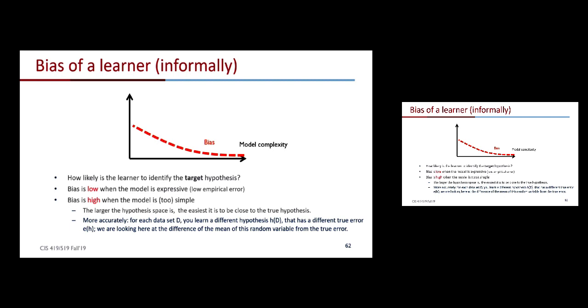Again, you can think about it in exactly the same formal terms. For each training data D, you learn a different hypothesis, H of D. This hypothesis is going to have a true error, and we're looking here at the difference between the mean of this random variable and the true error. And again, it has to be clear that as your model complexity goes up, the bias is going to go down because you can actually fit the data. So on one hand, you want to minimize this. On the other hand, you don't want too much variance.